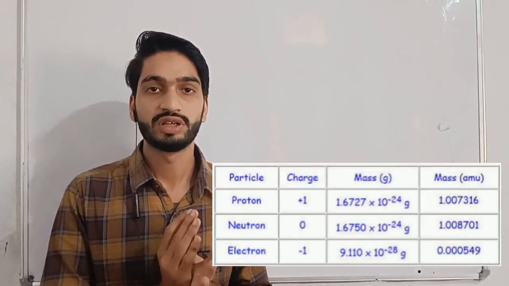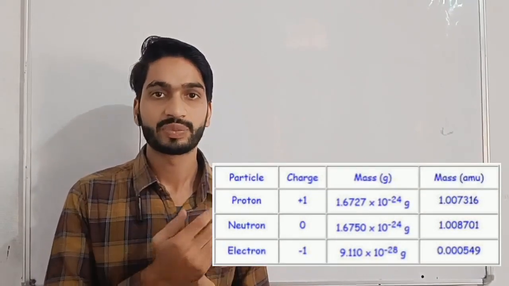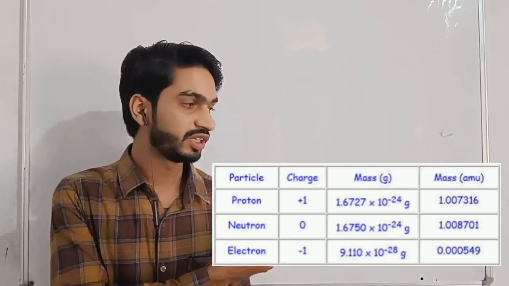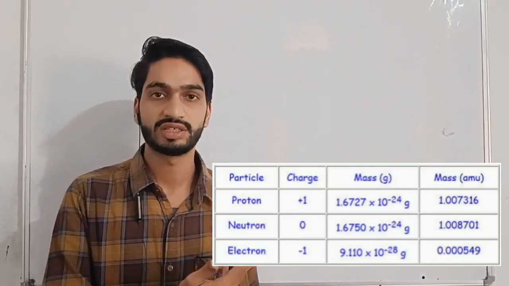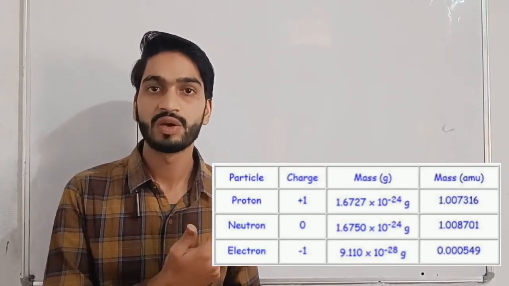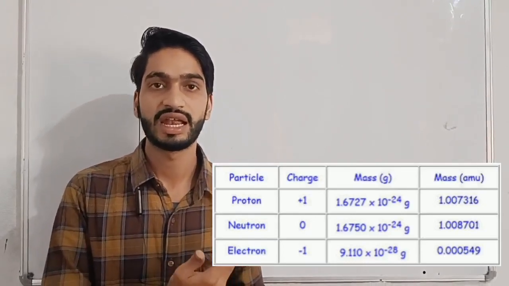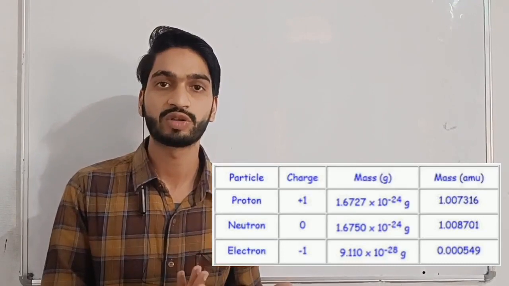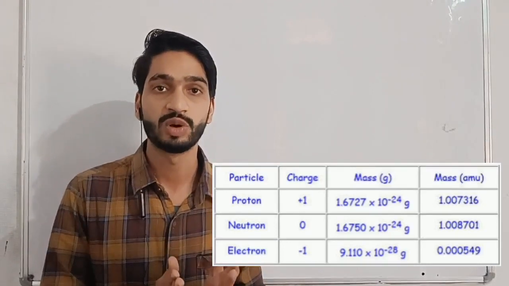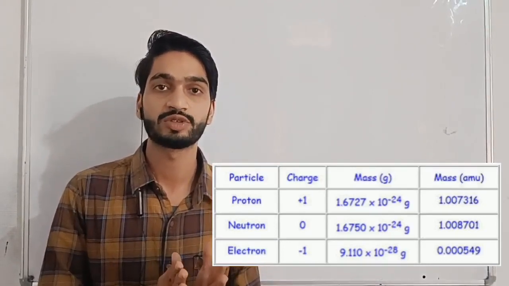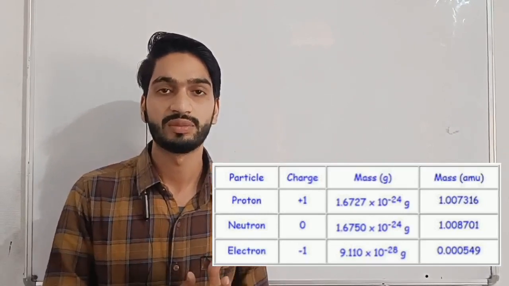Other terminologies that we have to remember are: mass of electron, which is 9.1 × 10^-31 kg, and mass of proton is 1.67 × 10^-27 kg. And the charge on electrons and protons are equal and opposite, which is equal to 1.6 × 10^-19 coulomb.